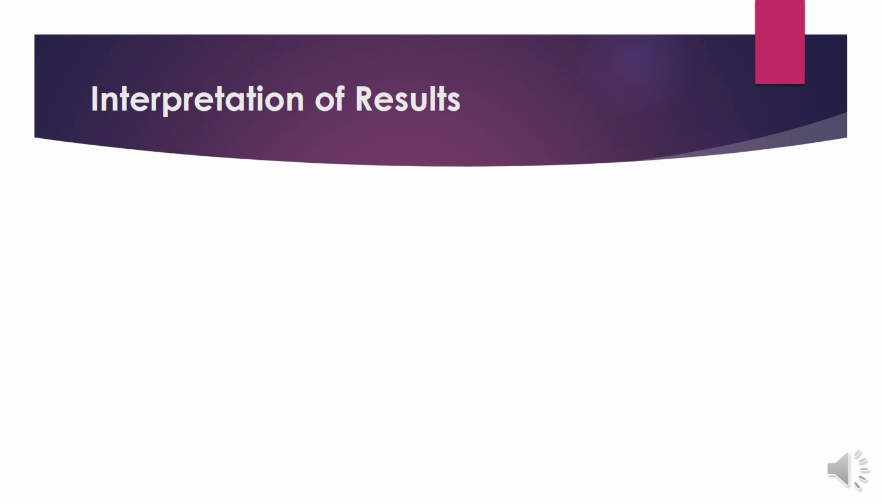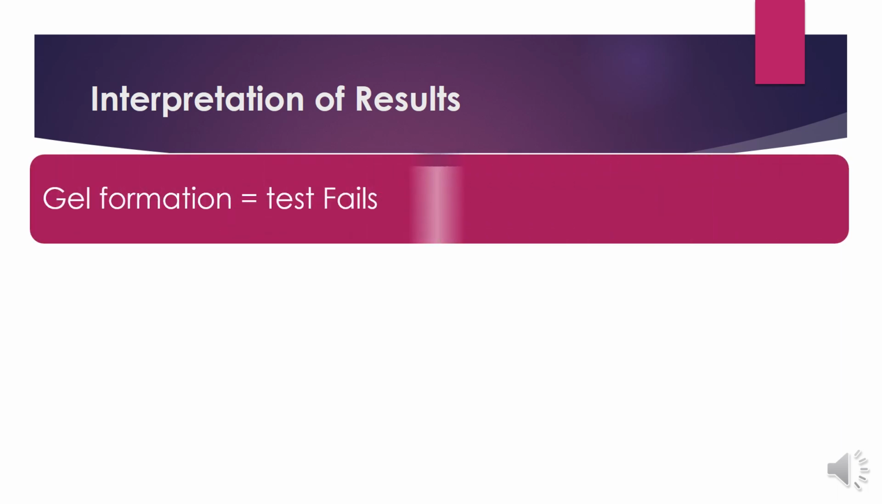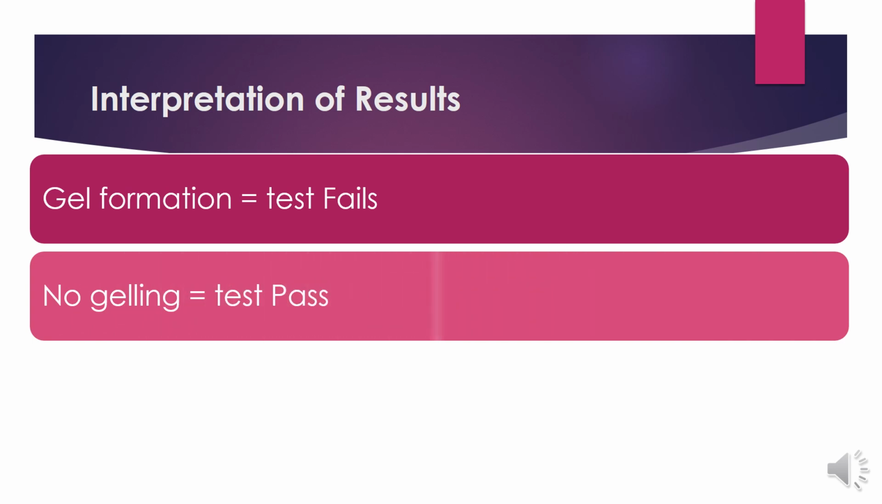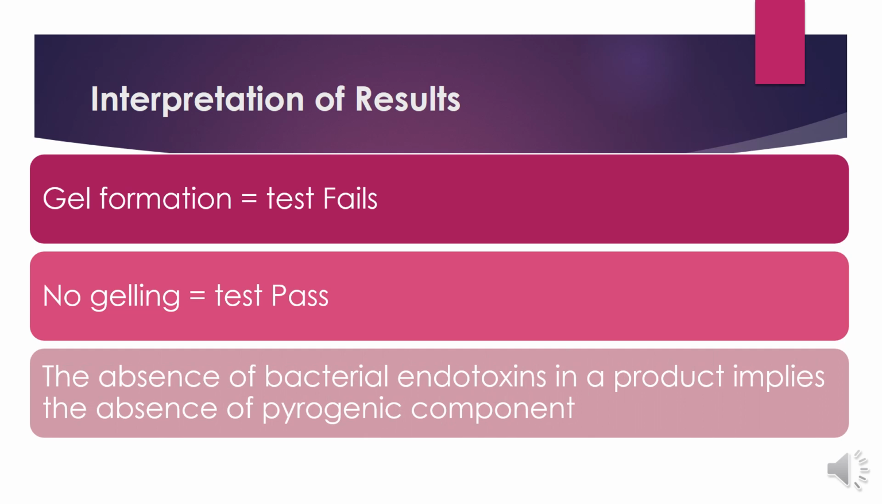Interpretation of the results for the LAL test. It says gel formation means the test fails, meaning pyrogens are available, and that your sample is not approved for further processing. If no gel formation is there, the test passes, meaning your product is free from pyrogens. So the absence of bacterial endotoxins in the product implies the absence of pyrogenic components.